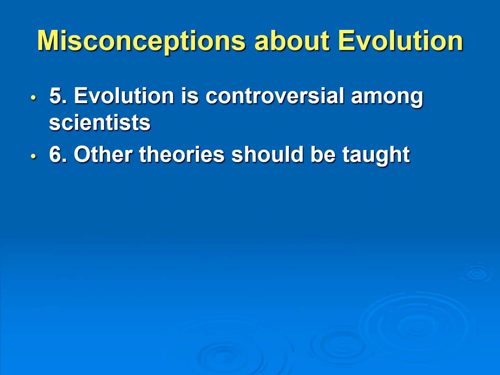Okay, and then just the last misconceptions about evolution. Another misconception is that evolution is controversial among scientists. Most scientists accept evolution as being true, and that's because there's so much scientific evidence that backs up evolution, and so scientists have accepted it as being true. The last misconception is that other theories should be taught in school besides evolution, such as creationism or intelligent design.